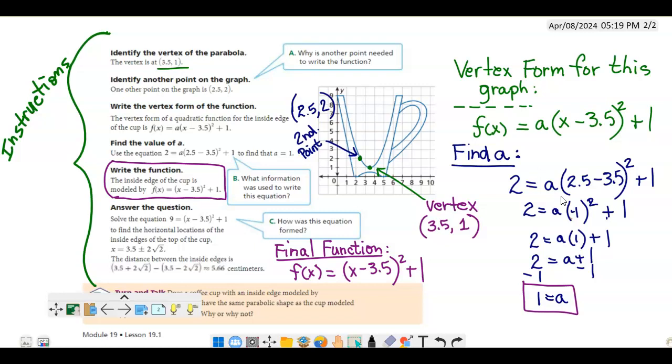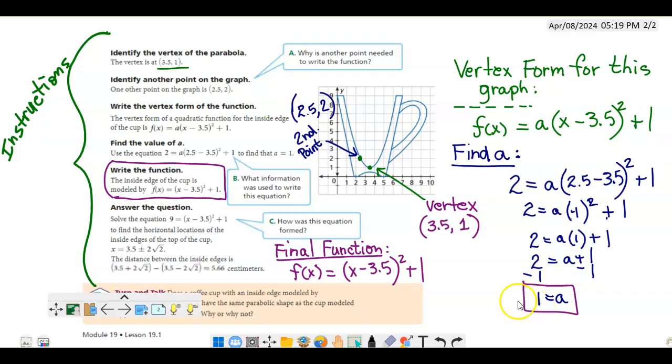So now I can solve for A. So grouping symbols first, 2.5 minus 3.5 is -1. Exponents are next. -1 squared is +1. And so now that A is just multiplied by 1, I can just write A. So now I need to isolate A to find out what it is. And I see that if I subtract 1 from both sides using my subtraction property of equality, then I find out that A equals +1.